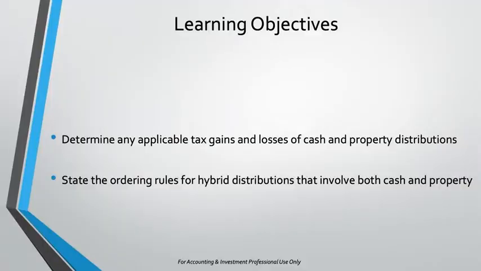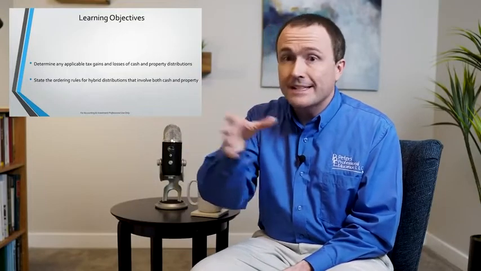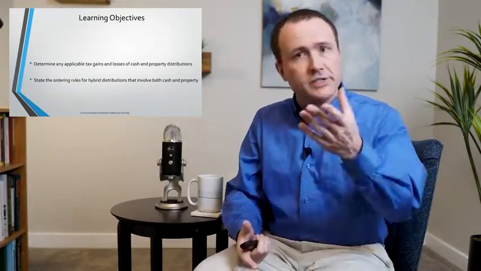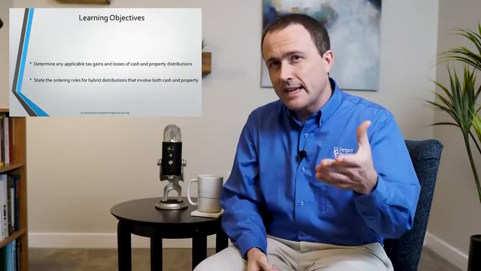We're going to determine any applicable tax gains and losses on cash and property distributions. So what sort of things are going to trigger tax gains and losses when we have these distribution types? So I'm going to take you through all of the major iterations of distributions so that we can see situations where this could be a problem.